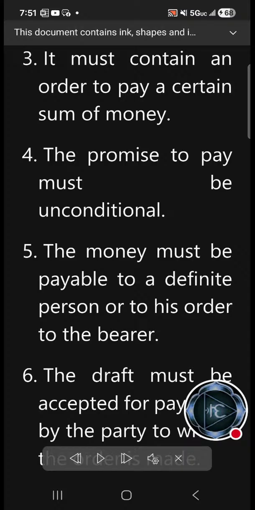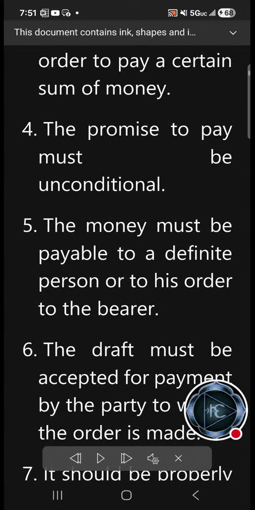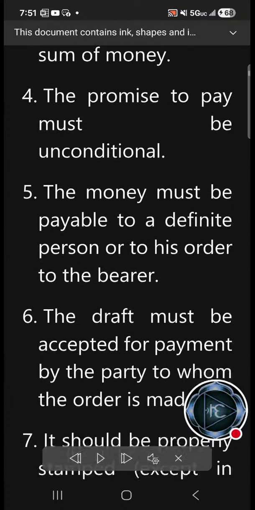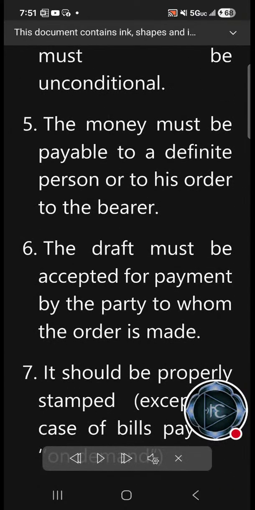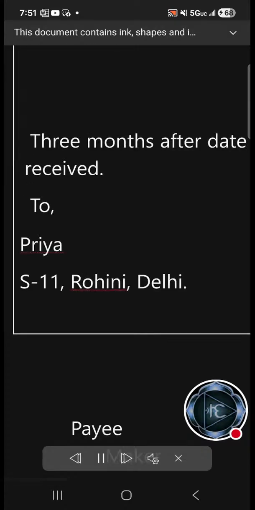Specimen of a promissory note. 10,00,000 only. Rohan, 77, Sector 12, Ghaziabad. March.